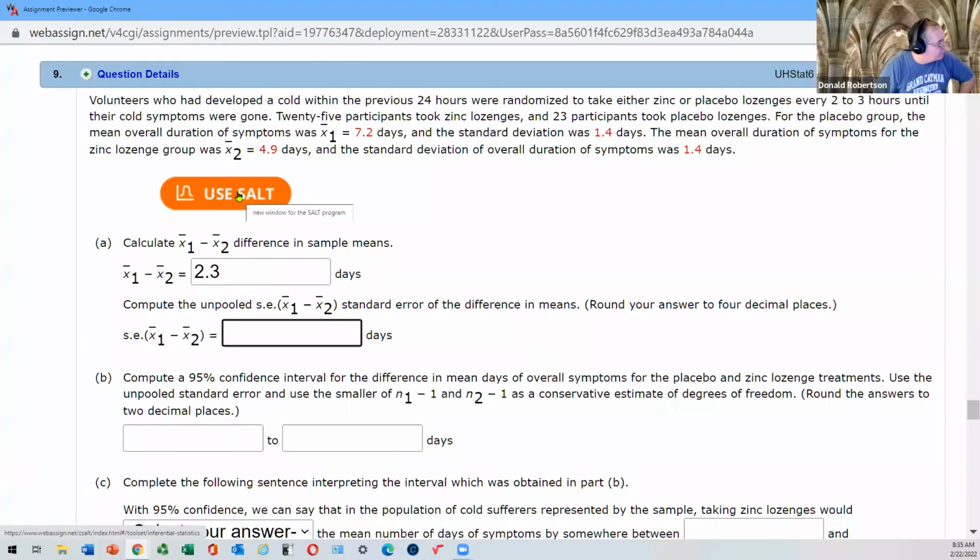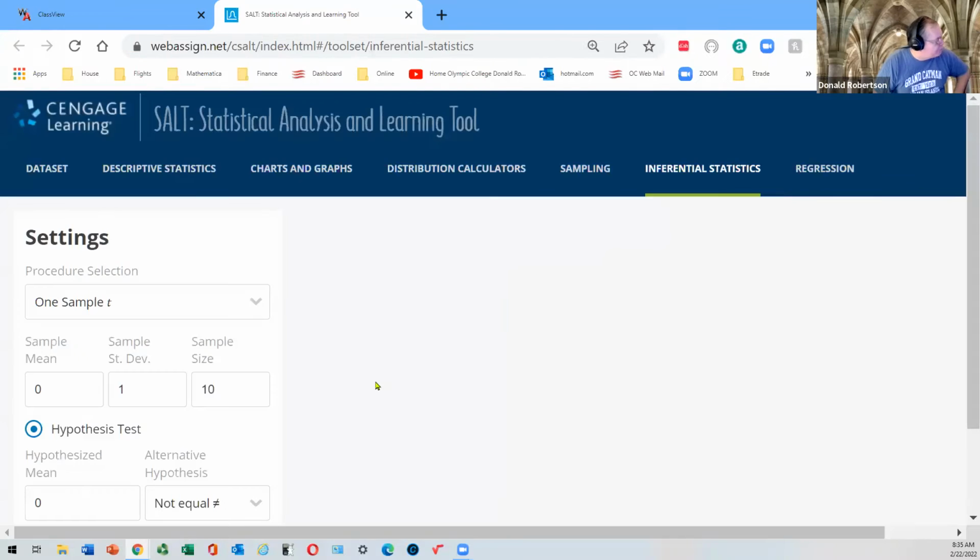Let's use SALT to do it. I mean, do you know that horrible formula I had? I could do that by hand, couldn't I? Do all that square root stuff. I'm going to go in here and use SALT. There we go.